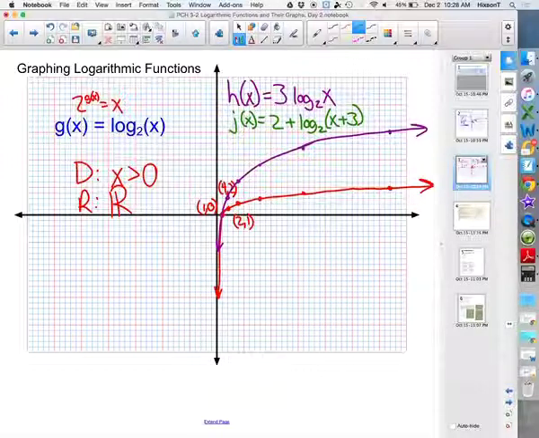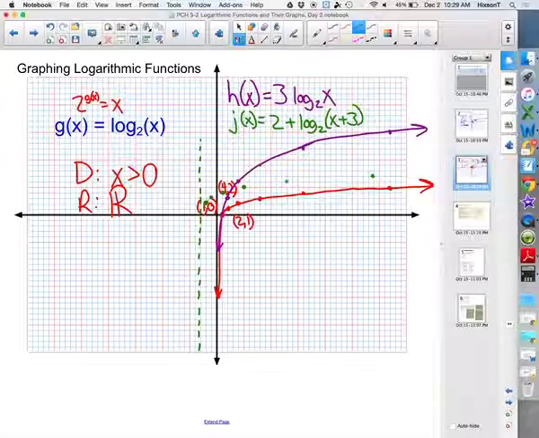So again, I just take all these points. The point (1, 0) is going to go 3 to the left and 2 up, so it's going to be right here. Instead of (2, 1), we go up 2 and 3 to the left. Notice our asymptote is going to shift 3 to the left as well, so we should draw that. But all of these points are going to go up 2 and 3 to the left.